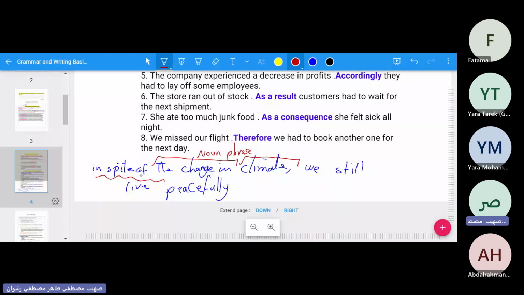You can say in spite of the climatic changes, or climate change. That is fine too. What matters is it's not followed by a full sentence. There is no subject when we use despite and in spite of. Either a verb and ing or a noun phrase.